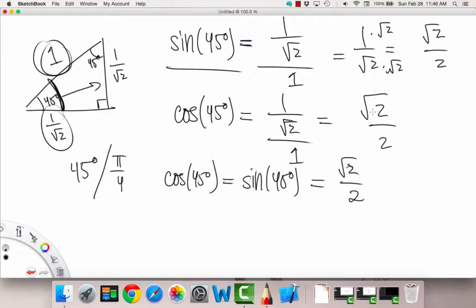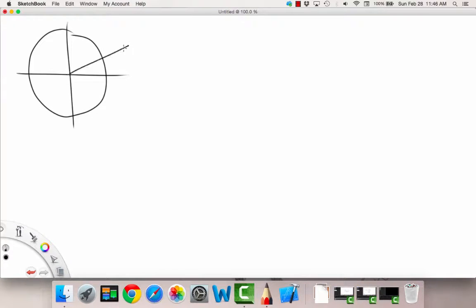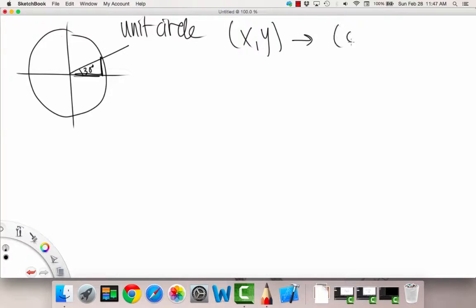Let's look at another special angle. Let's say we have maybe the 30 degree. So let me just draw a little picture here. So let's say we're at 30 degrees now, okay? 30 degrees. Let's see what the coordinates of that would be on our unit circle. And again, we're dealing with the unit circle, so our radius is 1. So basically our x and y can translate directly to cosine theta and sine of theta, okay?